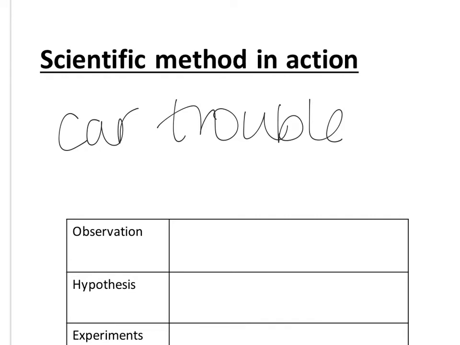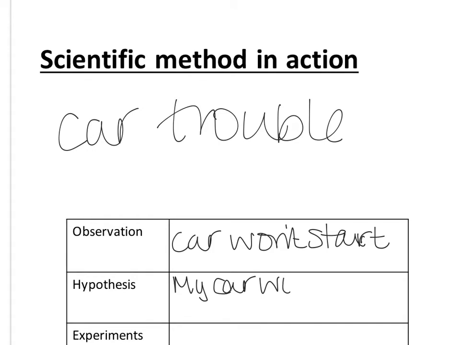Okay, so let's use this for this actual situation. So I'm saying, I go outside, I put my key in my ignition and my car won't start. What is our observation in this case? Well, our observation is our car won't start. Okay, what is our hypothesis? Well, usually the first thing we jump to is that my car won't start because why? Usually my first thought is it won't start because the battery is dead.